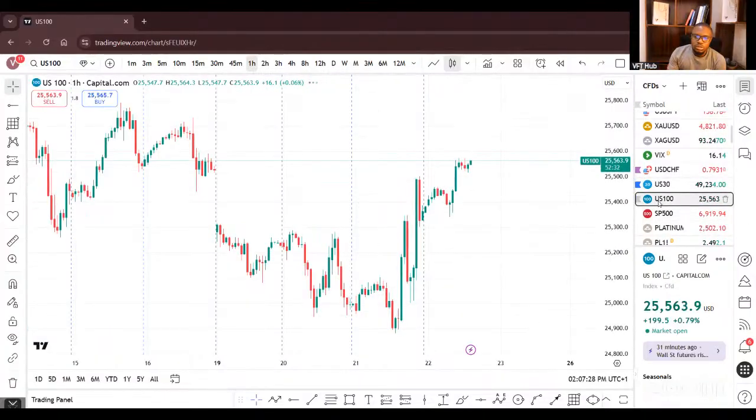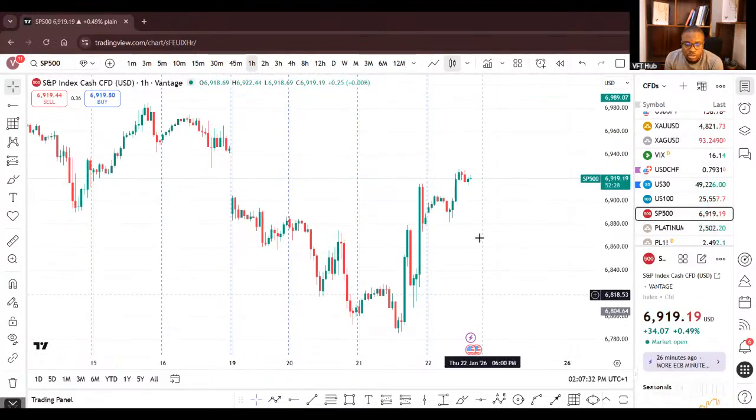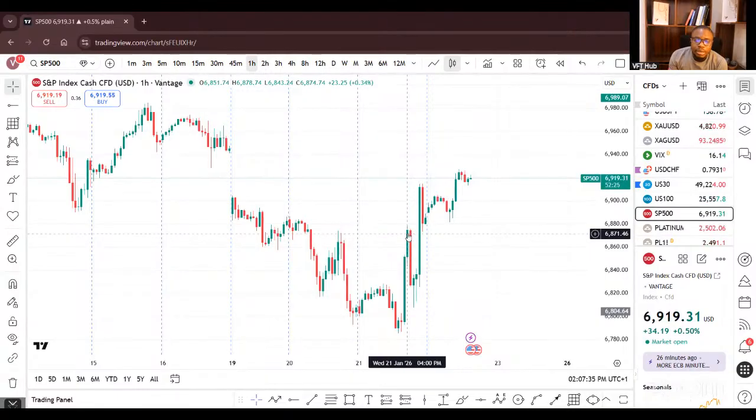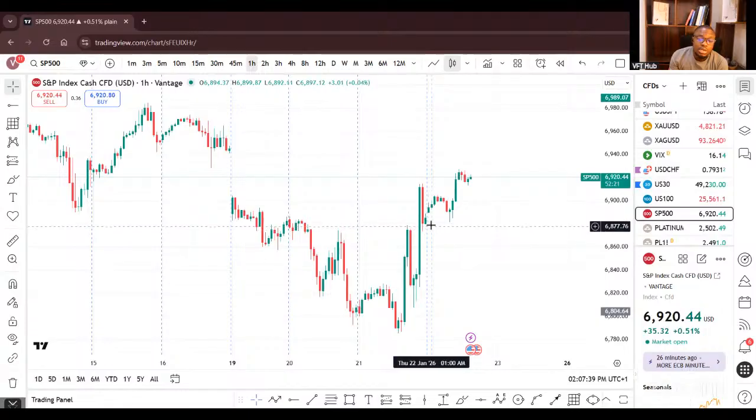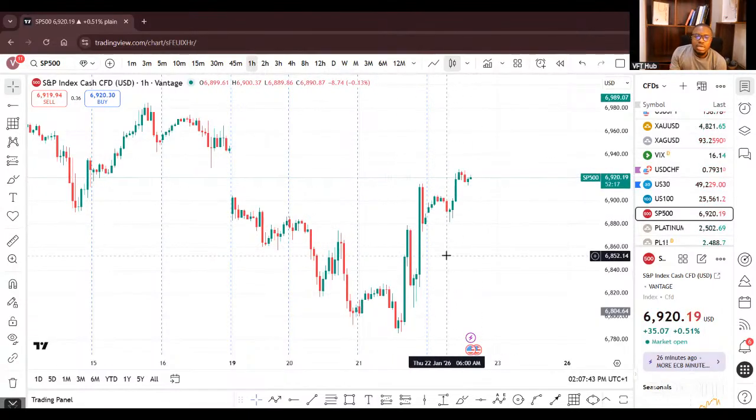On US 100, nothing really much. On US 100, S&P 500, also nothing really much. And price already tested the breaker block, used it as the foil to continue this push. So can we see another tank to the downside for it to continue up? Yes, we can, but from what we have going on already, it's unlikely for that to happen.